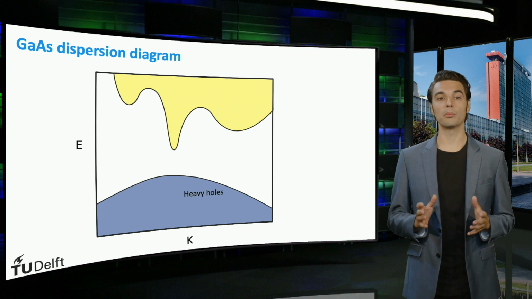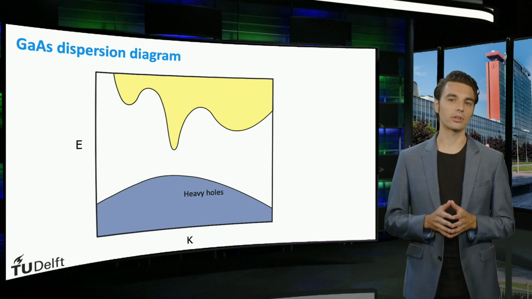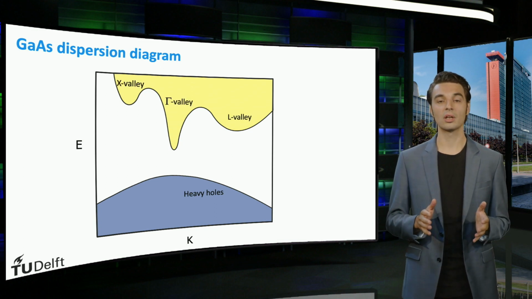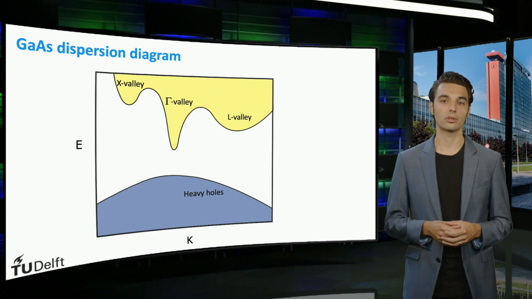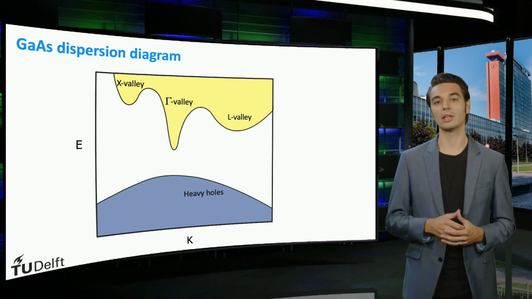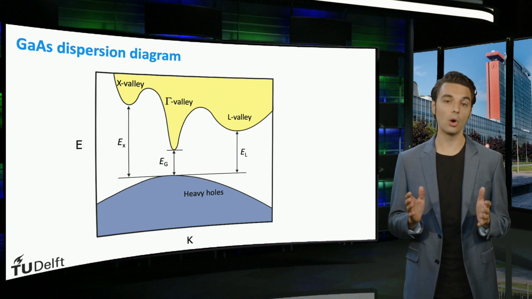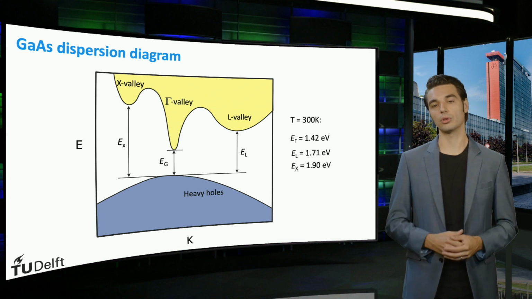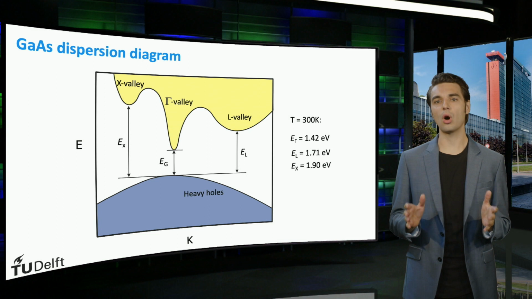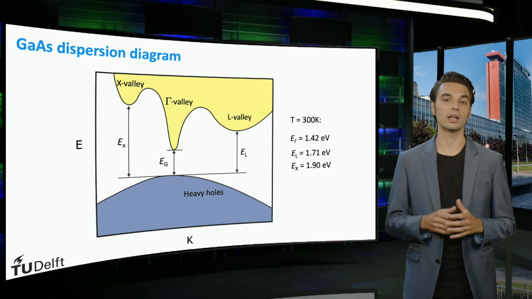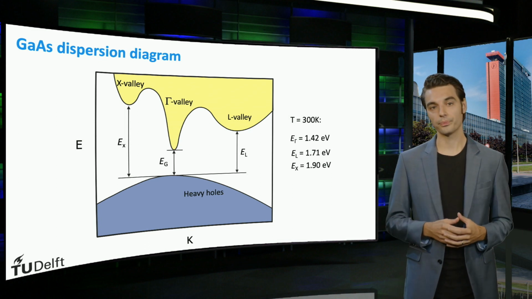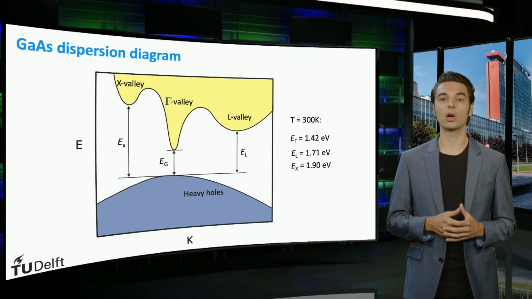The dispersion diagram of gallium arsenide is quite different from that of crystalline silicon. Gallium arsenide has three well-defined valleys at the X, gamma and L position of the crystal lattice. The smallest band gap occurs at the gamma valley, where the valence band aligns vertically with the lowest energy level of the conduction band. Gallium arsenide is therefore a direct bandgap material. For a direct bandgap material, only transfer of energy is required to excite an electron from the valence band to the conduction band, but no transfer of momentum is required. At its lowest point, the bandgap of gallium arsenide is equal to 1.42 electron volts.